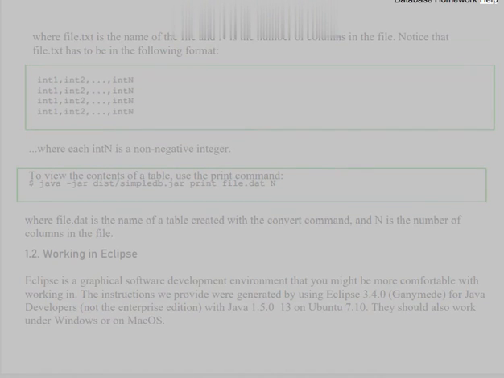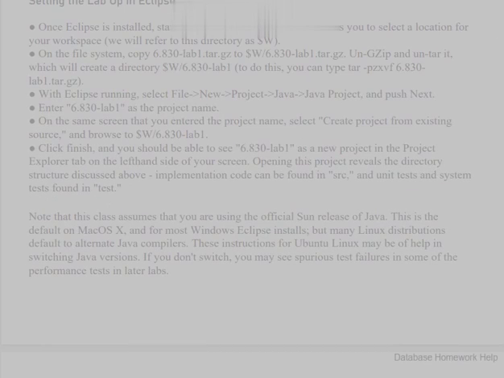Setting the lab up in Eclipse. Once Eclipse is installed, start it, and note that the first screen asks you to select a location for your workspace. We will refer to this directory as $W. On the file system, copy 6.830lab1.tar.gz to $W/6.830lab1.tar.gz. Ungzip and untar it, which will create a directory $W/6.830lab1. To do this, you can type tar pzxvf 6.830lab1.tar.gz.